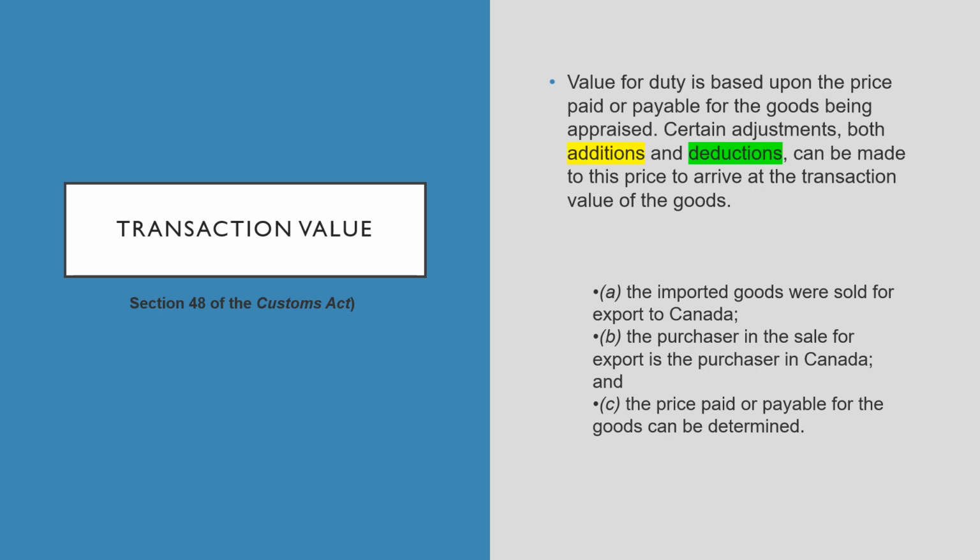The conditions to apply this method are that the goods were sold for export to Canada, so they're going to be exported to Canada. The purchaser in the sale for export is the purchaser in Canada, and the price paid or payable for the goods can actually be determined. We're not guessing that price. It's something that can actually be calculated in general accounting terms.